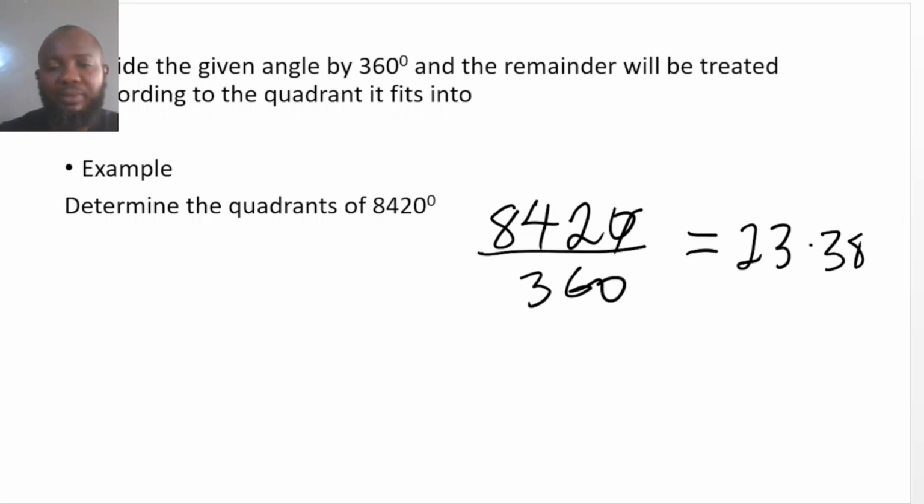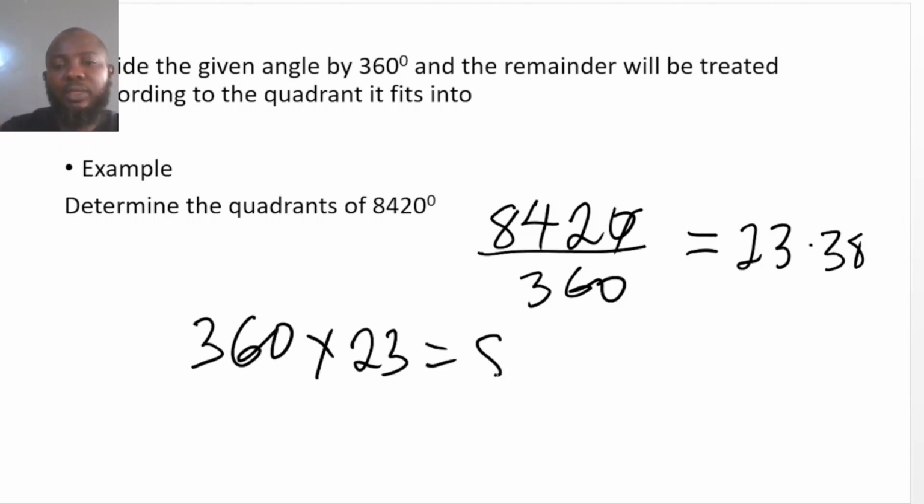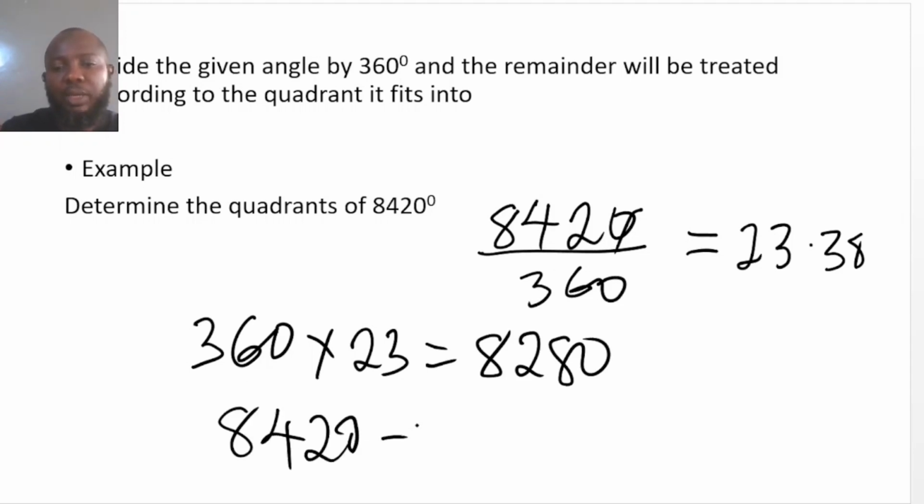Now we are going to multiply 23 by 360 and see what we get. 23 times 360 gives us 8,280. We are now going to subtract: 8,420 minus 8,280.